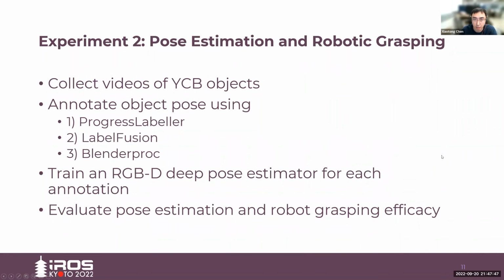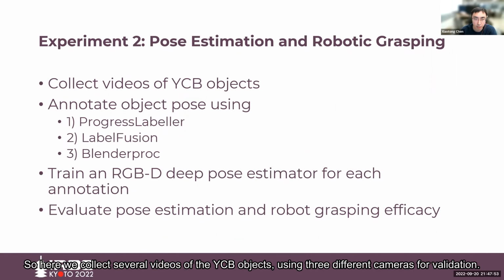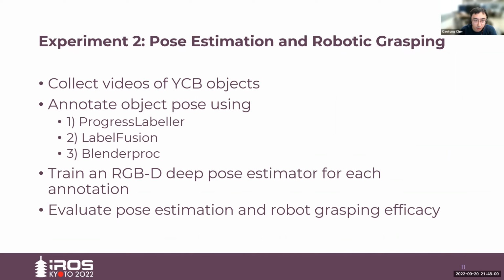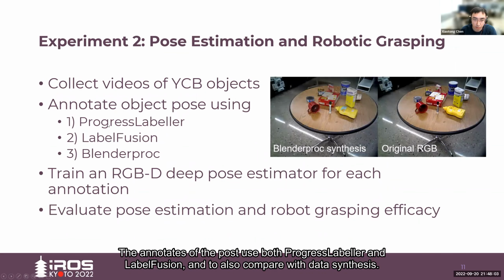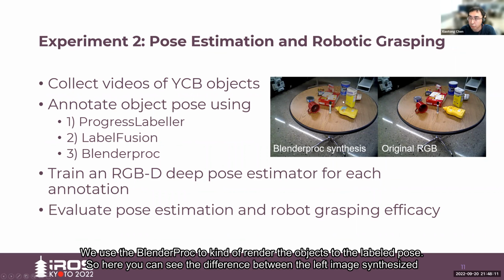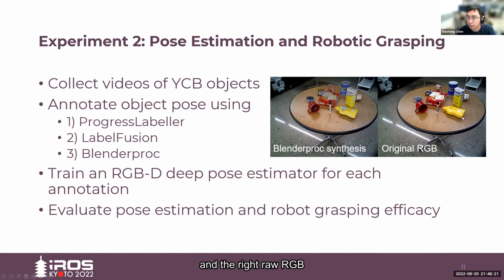Then we did the second experiment, about evaluation of pose estimation and grasping. Here we collect several videos of the YCB objects using 3 different cameras for validation. We annotate the object pose using both ProgressLabeller and Label Fusion. And to also compare with data synthesis, we use a Blender program to render the objects at the labeled pose. Here you can see the difference between the synthesized image on the left and the raw RGB on the right. The difference is pretty trivial.